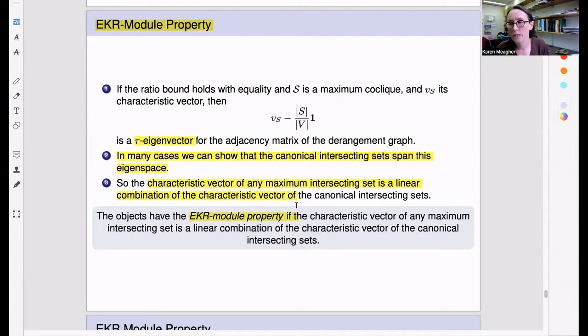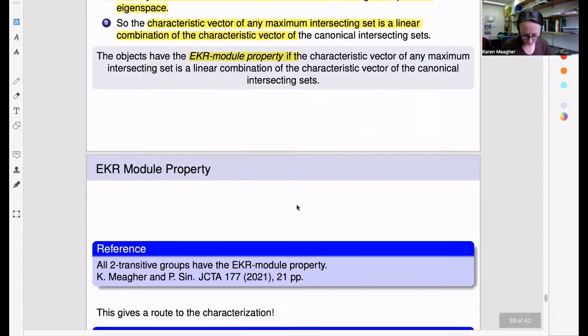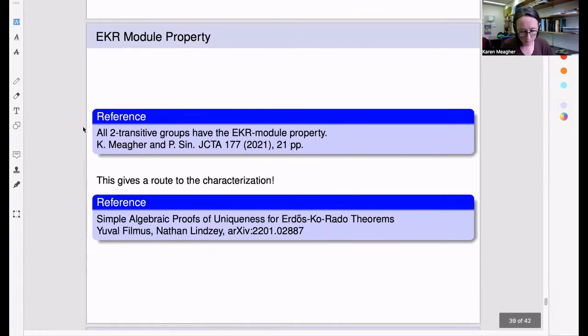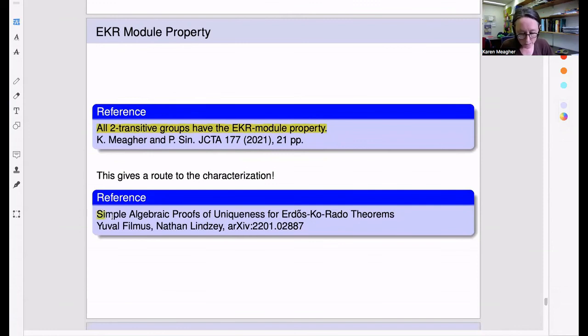So we say our set has the EKR module property if the characteristic vector of any maximum one is a linear combination of the canonical ones. All two-transitive groups have this module property. There's a nice paper that Nathan Newville put out recently that uses this property to get the characterization. For lots of groups, this property is used to show the characterization, and they push this just a little bit further, and it's a nice paper that's worth checking out.